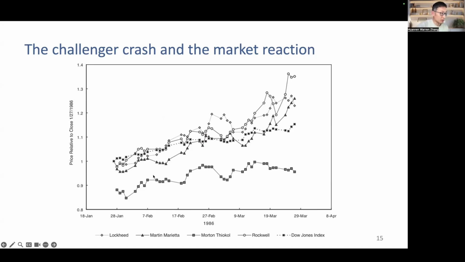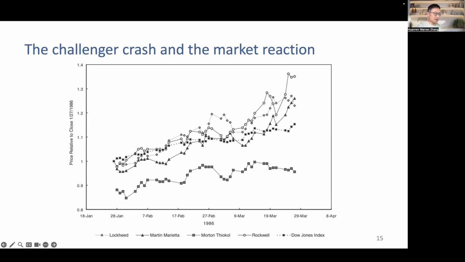And the Morton Thiokol, which later was identified as the main cause of the issue, its stock market price after a month has not recovered to its pre-crash level, right? And it's indeed demonstrating that the private information, who knows who's more likely to be responsible for the crash, is already incorporated in the corresponding stock market price. Right? So a strong piece of evidence, again, supporting the efficient market hypothesis, right?